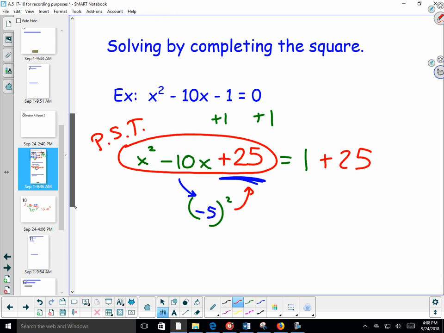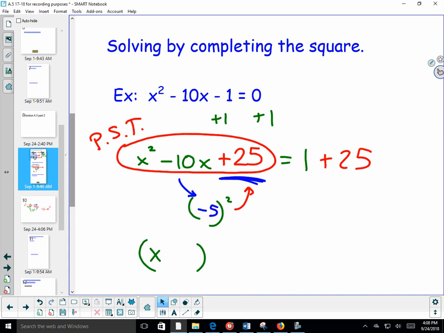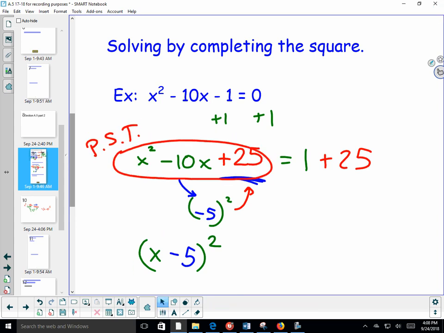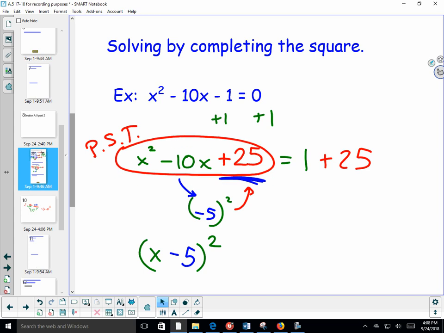So at this point, we want to write this PST, this perfect square trinomial, as a binomial squared. In order to do that, we're going to write x plus a number, quantity squared. What number should it be? Well, guess what? Here's your clue. This number right here is what's going to go in right there. So I'm going to have (x minus 5) squared. So I just rewrote the left side of my equation. That's the perfect square trinomial rewritten. And on this side, I have equals 1 plus 25 gives me 26.